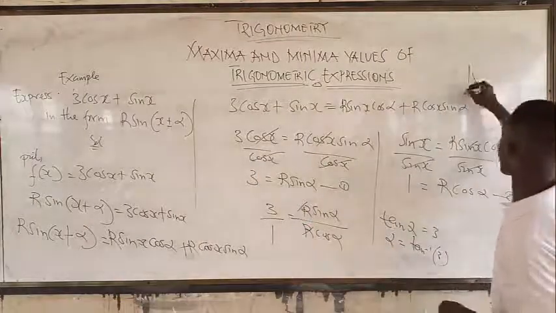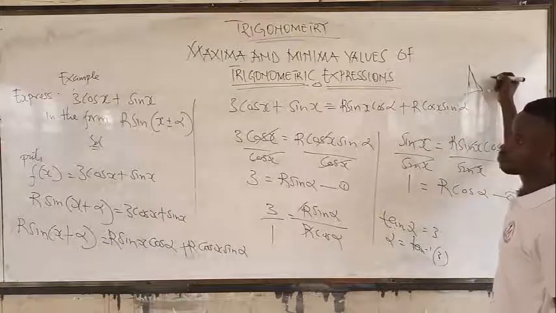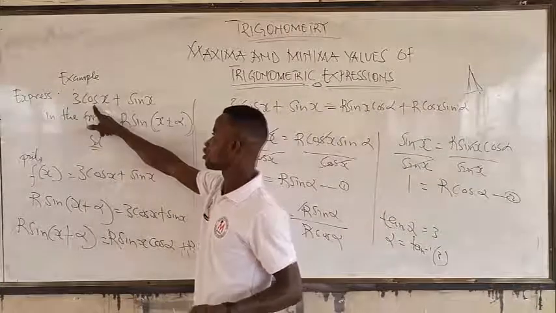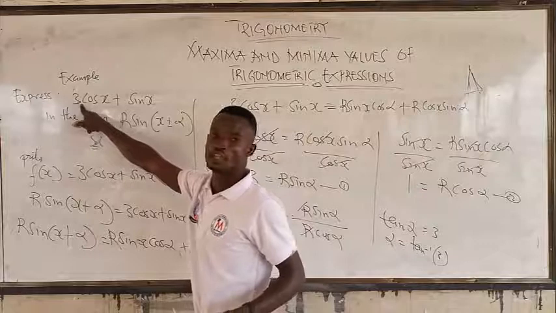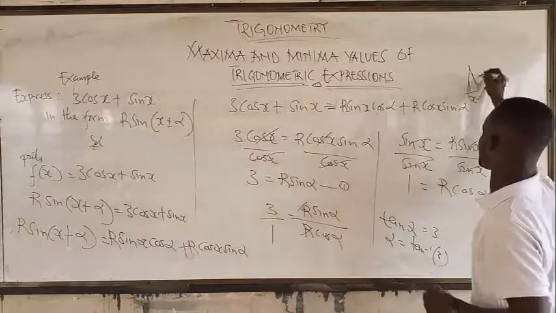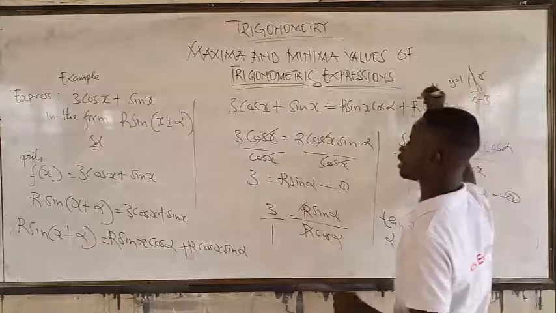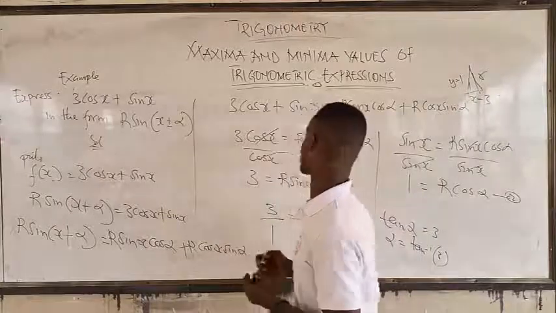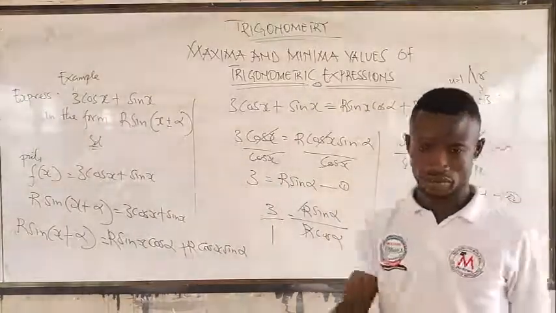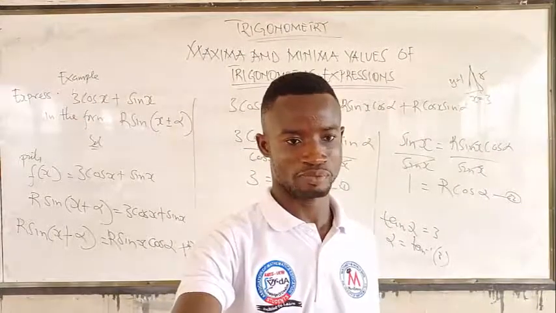So to go for R, you use your right angle triangle. So the value of S is going to be 3. R is unknown. Y is going to be 1. That's the coefficient of S. That's 1. Then you go for it like that. Very good. I think that is all. I'll leave the rest for you to go and try.